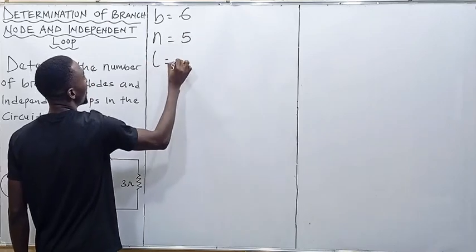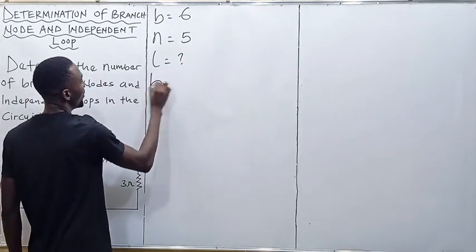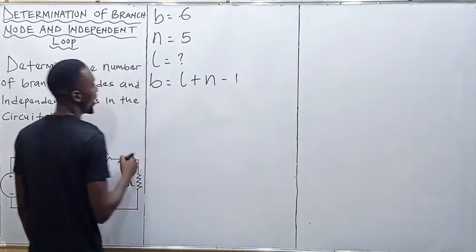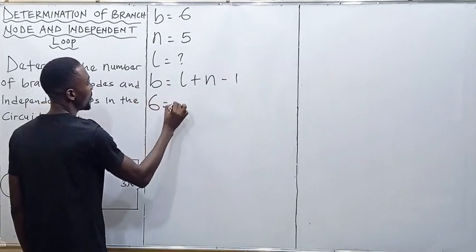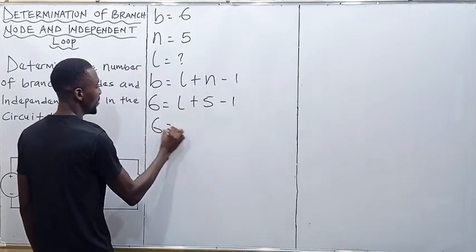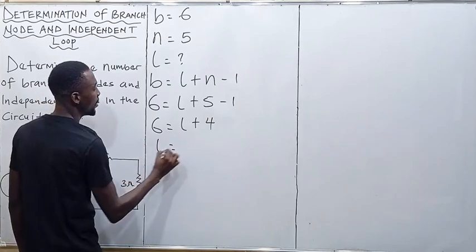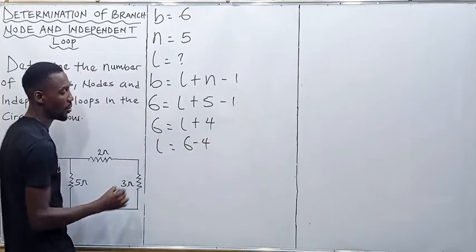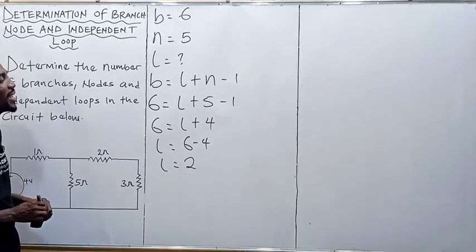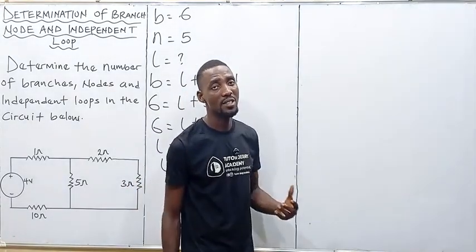All right. So for the independent loop, we are going to be using this formula to determine it. That is B is equal to L plus N minus 1. So if we substitute, we are going to have 6 is equal to L plus 5 minus 1. So we are going to have 6 is equal to L plus 4. If you make L the subject, it's going to be 6 minus 4, and 6 minus 4 is 2. So it means the number of independent loops is 2. So here is how to go about this question.